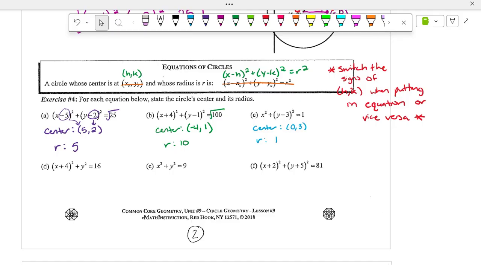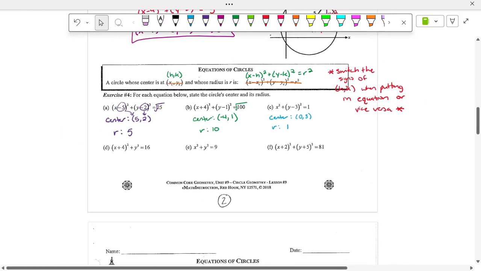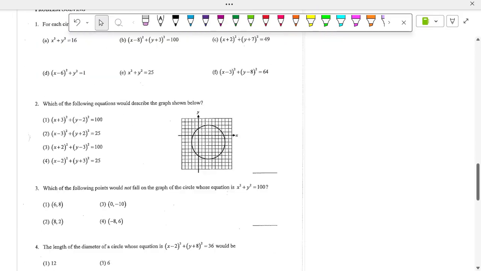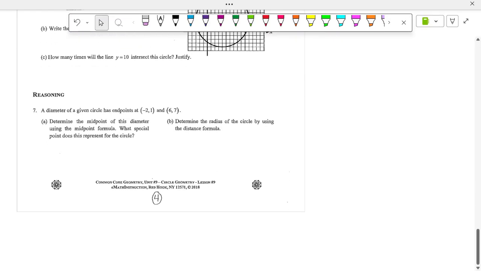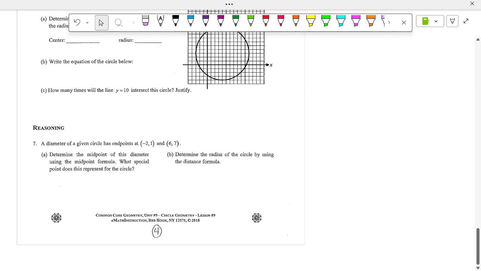If you have makeup Delta Math, use that time to work on it. If you've done all your Delta Math and you have nothing else to work on for my class, do pages 3 and 4. That's the optional assignments.